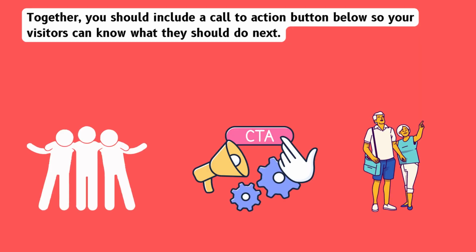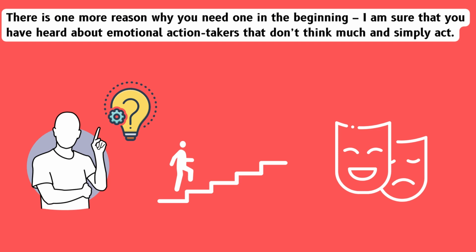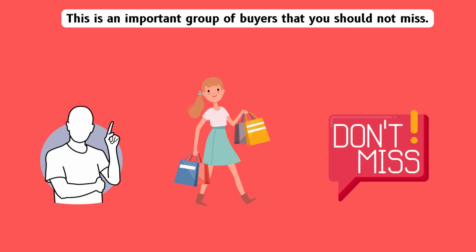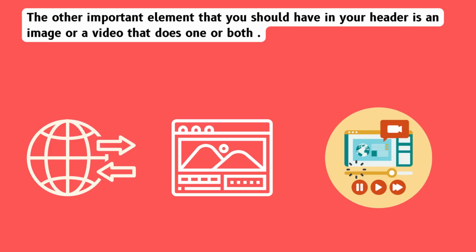Together with that, you should include a call to action button below so your visitors can know what they should do next. There is one more reason why you need one in the beginning. I am sure that you have heard about the emotional action takers that don't think much and act. This button is made for them because they are impatient and want everything immediately. This is an important group of buyers that you should not miss. The other important element that you should have in your header is an image or a video that does one of these two things or both.